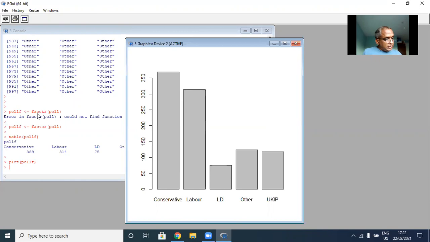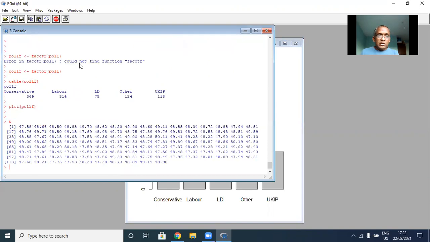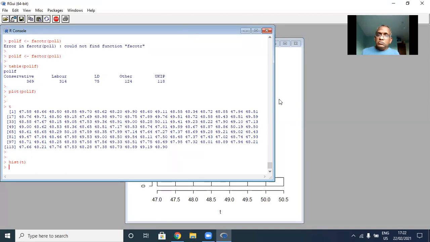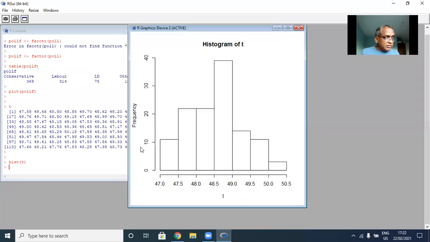All right, the next thing I'm going to talk about is histogram. Now, let me go back to the time data. Remember the Moses data I talked about. This is the Moses data, right? Now, if you type hist t, this is what you will get. This is a histogram of the Moses data, right? Now, here, the y-axis is on the frequency scale.